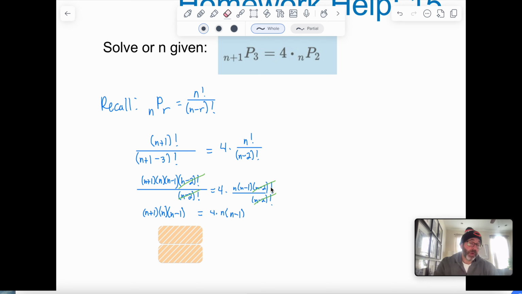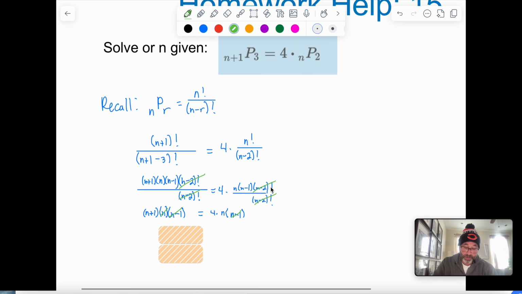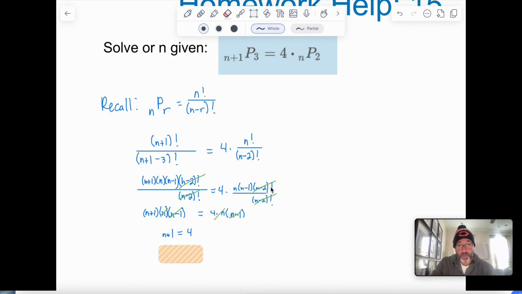If I divide both sides by n and n minus 1, I can divide both sides by those values because they're the same on both sides. Effectively, I can just cancel this out with these 2 over here. So that's going to leave me with n plus 1 is equal to 4, which means that n is equal to 3.